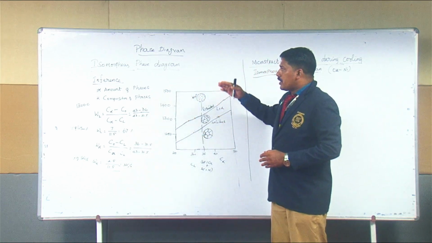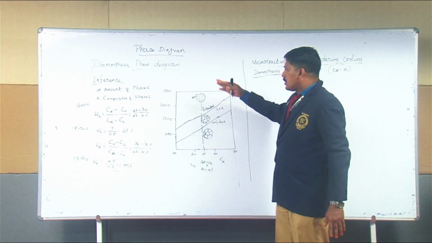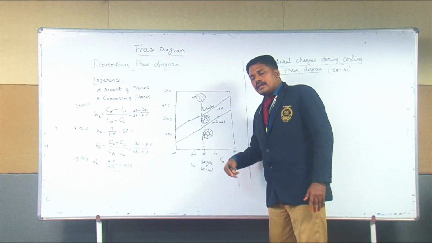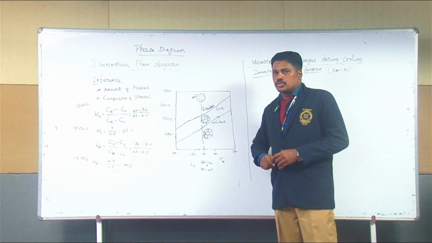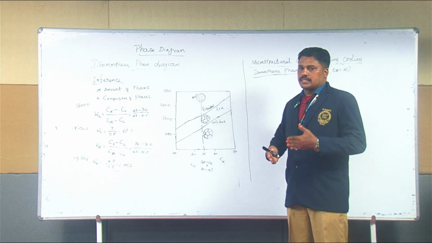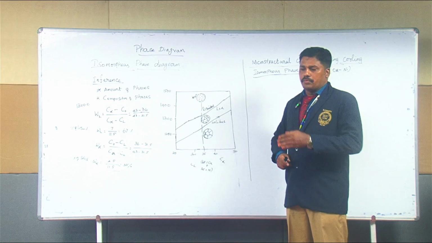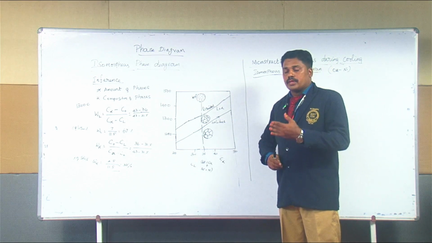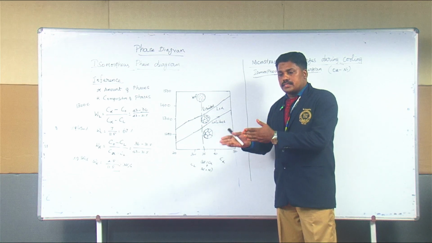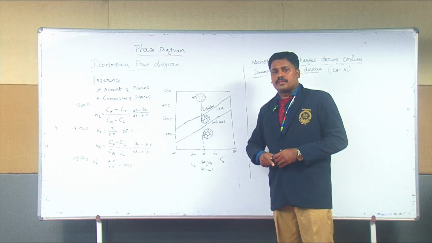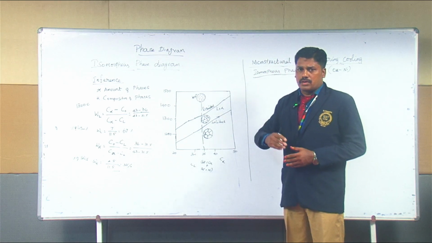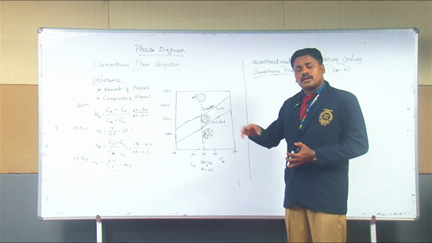The copper-nickel phase diagram is the example for a substitutional solid solution. Copper and nickel have the same crystalline structure, and they have the same or similar atom size. Therefore the nickel replaces the copper atom and occupies the copper atom sites.